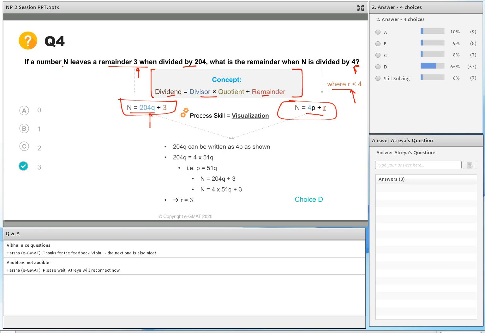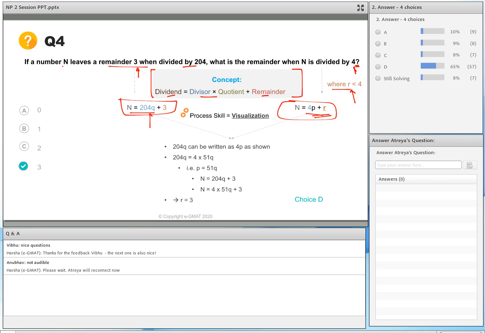Now, why do I need to do this? Because the moment I get something in terms of 4p plus r, where r is less than 4, the value of r is my answer, right? This is a new concept. This is a new technique to solve this question. So please make sure you understand this properly. So first things first, I need to write 204q plus 3 in terms of 4p plus r.